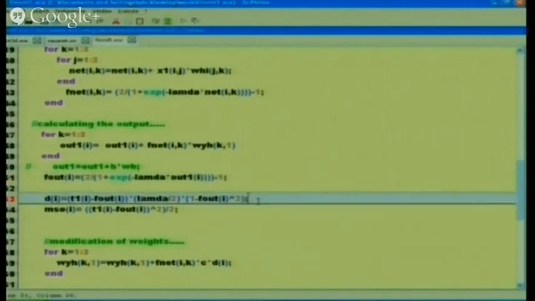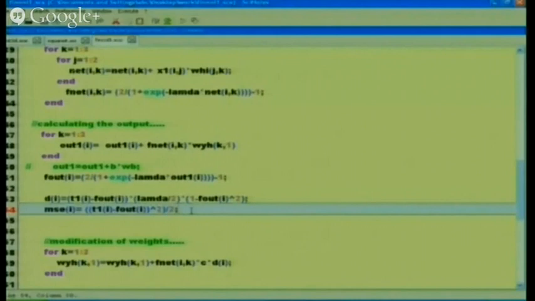Now next is di. Now we have calculated all the outputs. Now what we have to do is calculate the delta. The delta is equal to T1 minus f of out1. This is the error, meaning the desired value minus the output which is coming. So it is the target value minus the f of out, into lambda by 2 into 1 minus, this is the derivative. Lambda by 2 is taken for the cancellation of these constants, right? So this is the derivative being taken.